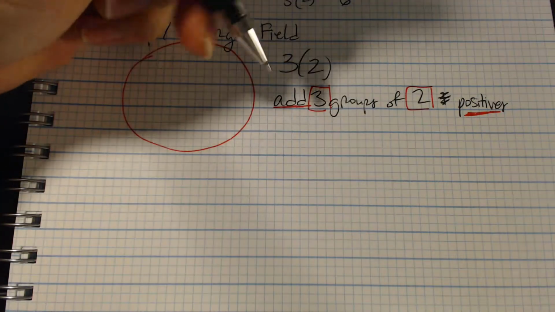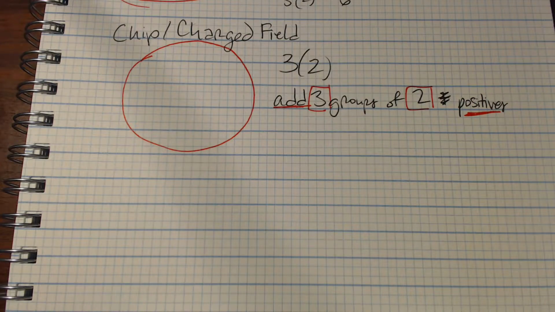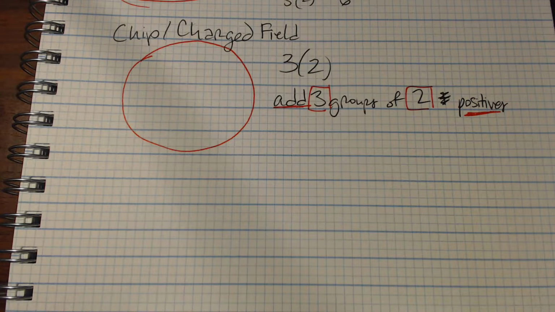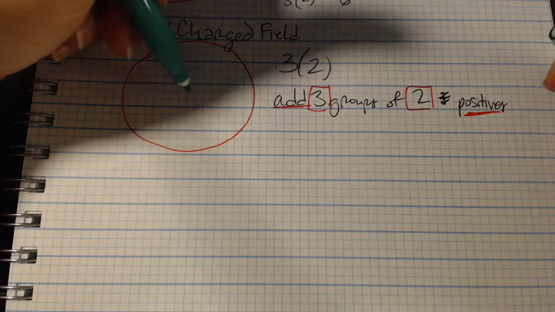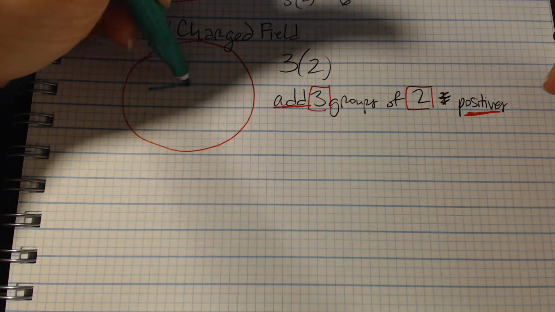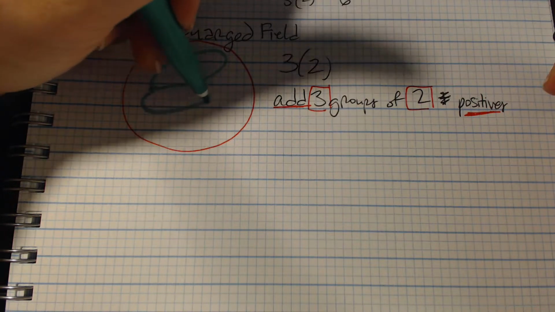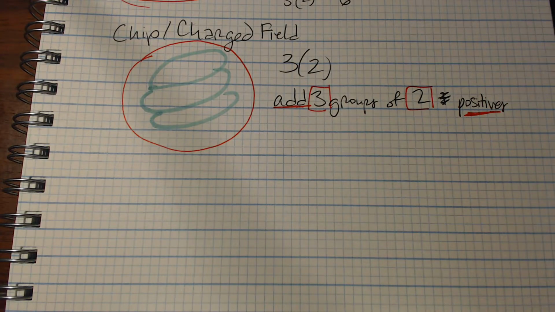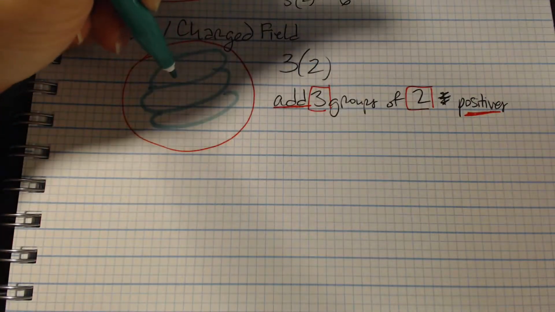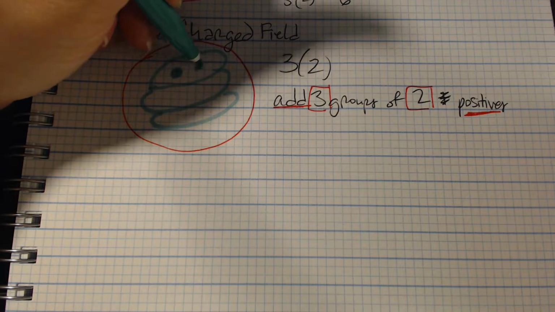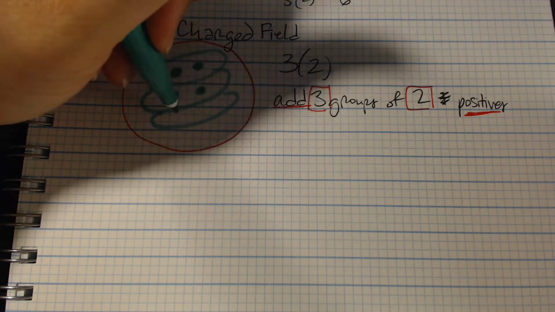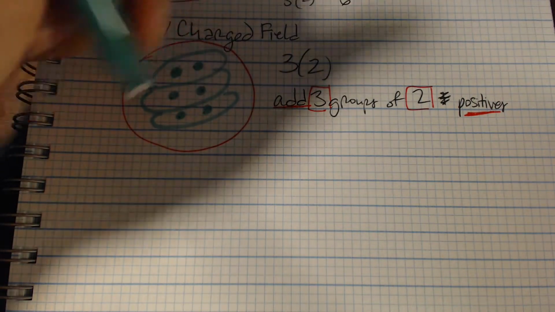So we're adding 3 groups of 2 positives, and this time around, I'm going to use my markers. I have a green marker and a red marker. So we're going to add 3 groups, and so I'm going to put in 3 groups here. 1, 2, 3 of 2 positives. Oh, you know what? They're positives, so I'm going to use green. 1. That's 1 group of 2. 2 groups of 2. And 3 groups of 2.